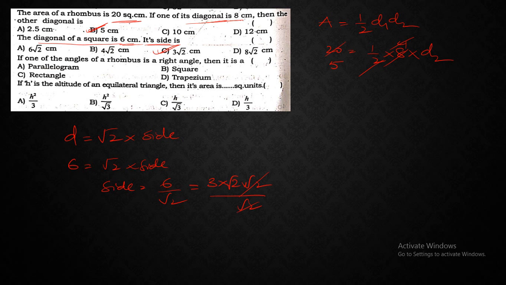If one of the angles of a rhombus is a right angle. So in a rhombus, if one angle is a right angle, then it becomes a square. Right. Next, if h is the altitude of an equilateral triangle, then its area in terms of height is asked.